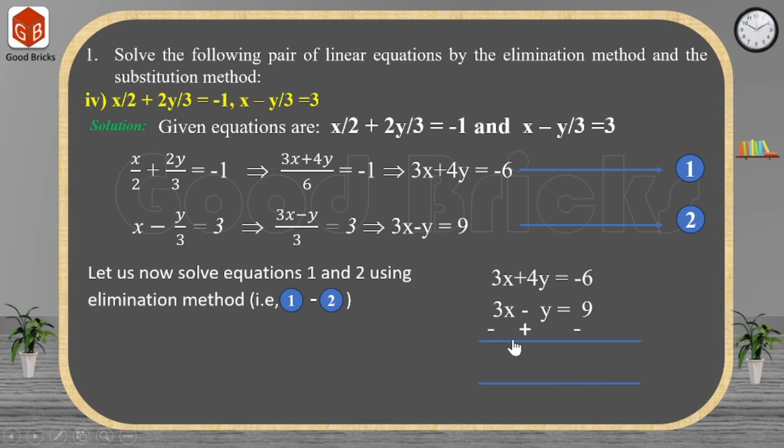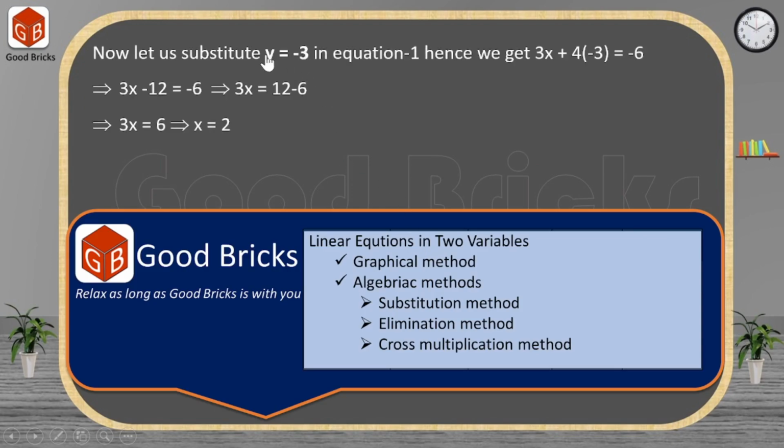Now when you subtract, 3x minus 3x gets cancelled, and we will have 5y is equal to minus 15. So the value of y is equal to minus 3. Now if you substitute y is equal to minus 3 in any of these equations, you will get the value of x. So let us substitute y is equal to minus 3 in equation 1. You will get x is equal to 2 after simplification.